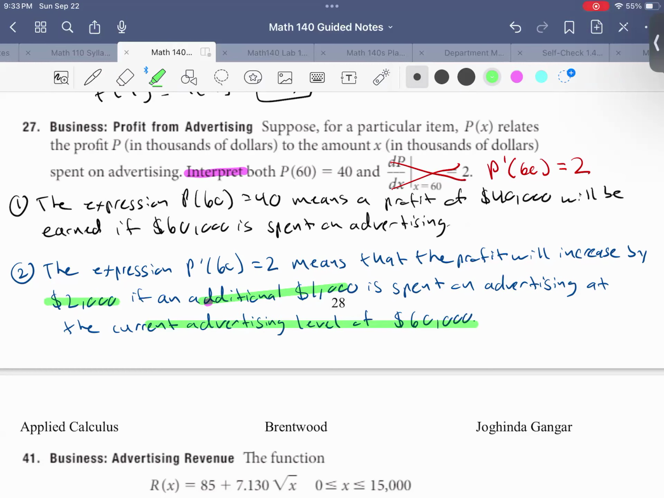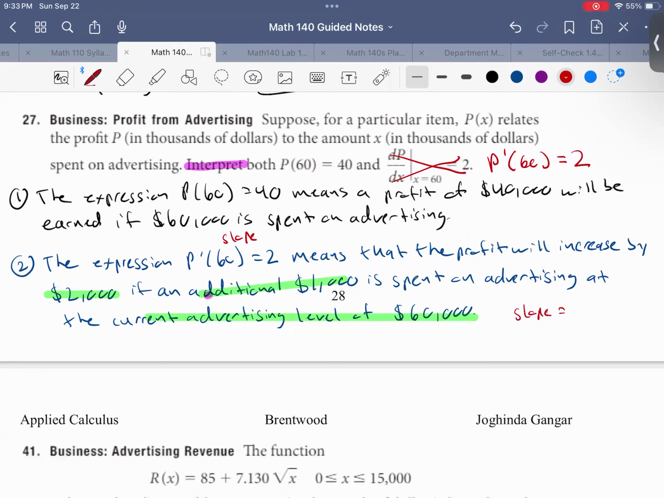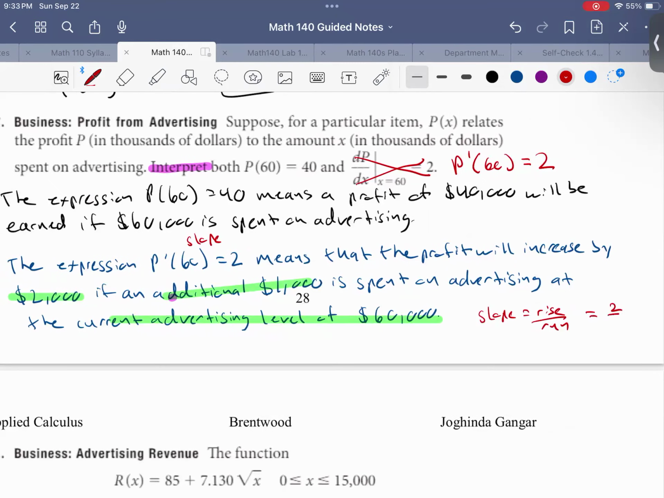So how do I know about additional $1,000 things like that? Well, remember that this is a slope, right? The slope of that tangent. And what does the slope look like? Well, the slope is rise over run. So in this case, it would be 2 over 1. But we're also talking about $2,000 over $1,000 spent on advertising. So that's how that kind of works out with the slope.